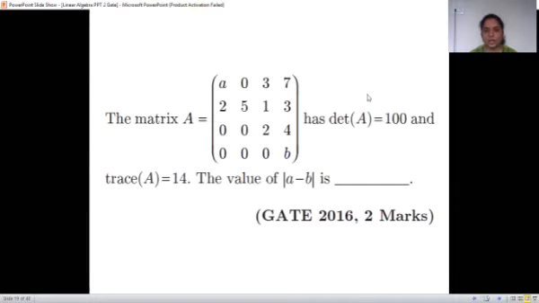You are solving this and you are telling me the answer. Use the given thing, that is determinant and trace. So determinant is 100 and trace is 14. Determinant is nothing but the multiplication of eigenvalues and trace is the addition of the eigenvalues.